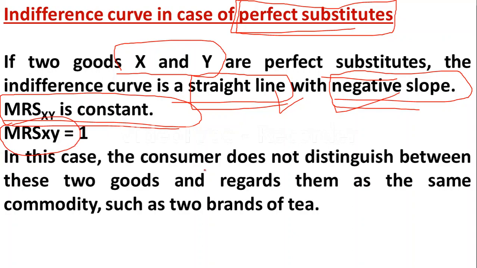So in this case the consumer does not differentiate between these two goods and regards them as the same commodity, such as two brands of tea. So when it comes to substitute goods, the consumer is not going to differentiate, he is ready to buy any good. So in this case the indifference curve will be a straight line with negative slope, and MRS, marginal rate of substitution, is constant. MRSXY value will be 1.